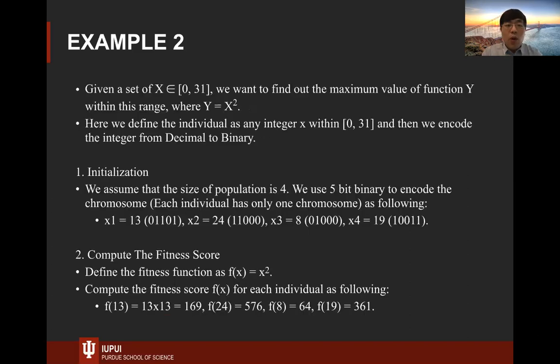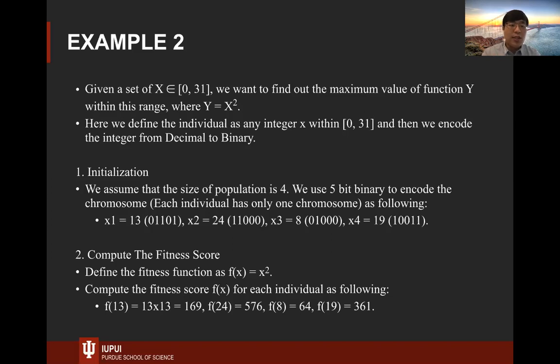So here, why do we want to encode the integer? Because our goal is to find out the value x that makes the function y have the maximum value. So the optimal solution is one integer. So we just encode this integer into a chromosome so that we can do it as the following steps. The first step is initialization.